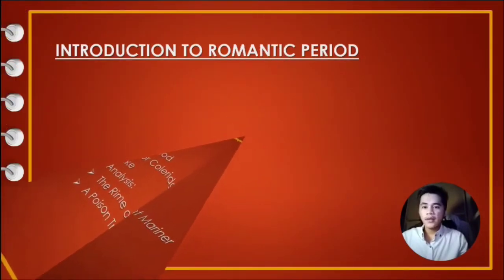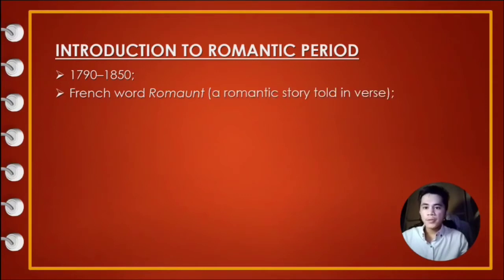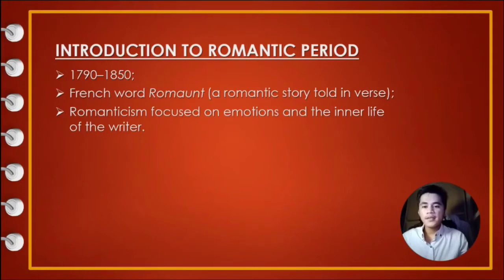To start with, the Romantic period or Romanticism spanned roughly the years 1790 to 1850. The word Romanticism is derived from a French word, romant, which means a romantic story told in verse. Romanticism focuses on emotions and the inner life of the writer.